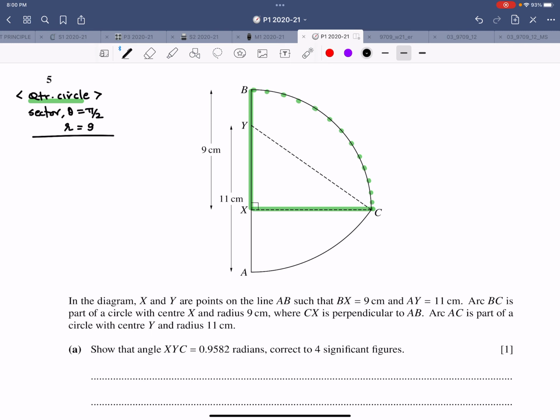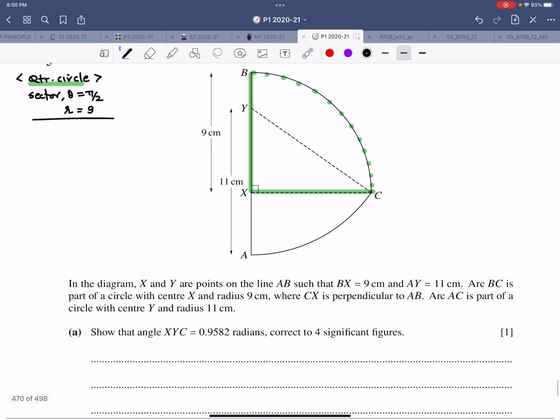Similarly, arc AC is part of a circle with center Y and radius 11. So now center Y and radius 11. So therefore this thing goes like this. And I'm drawing the dotted arc over here.